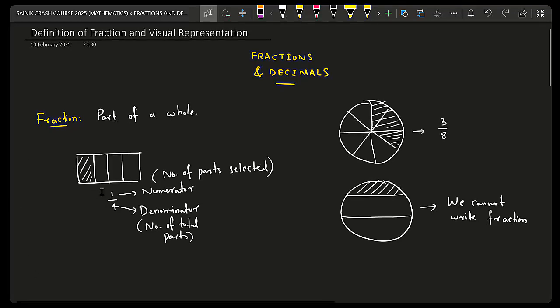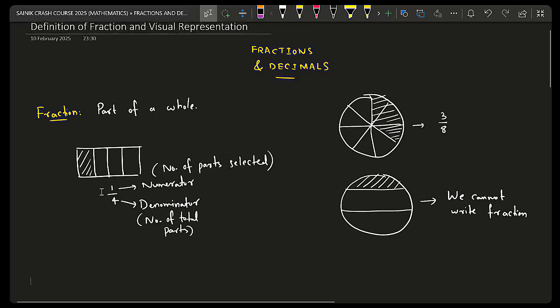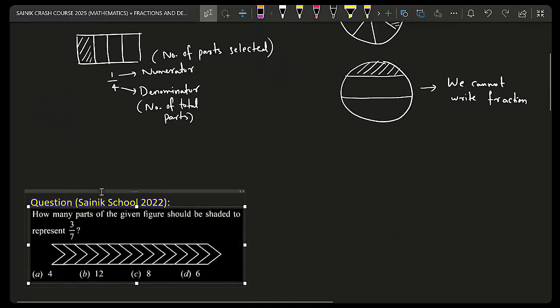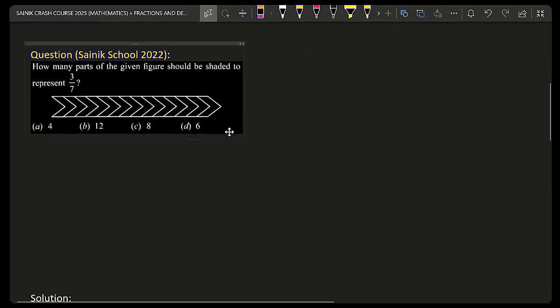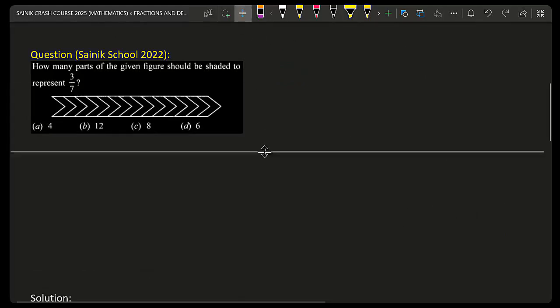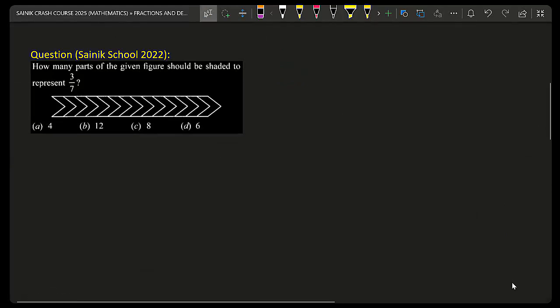It came in one of the previous Sainik school exams, the 2022 exam. How many parts of the given figure should be shaded to represent 3 by 7? That is the question. All of you try this question now, and if you can answer, you can raise a hand now.